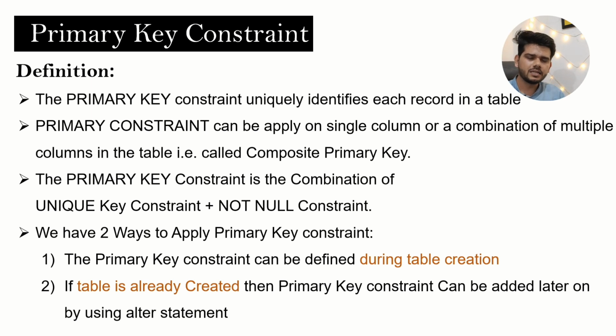The primary key constraint is the combination of unique key plus not null constraint. It means primary key column values cannot be null and have to be unique. That means it cannot be duplicated, like we had for the unique key constraint. We have 2 ways to apply the primary key constraint: during table creation, and the second is after table creation using the alter statement. Let's see the first way.